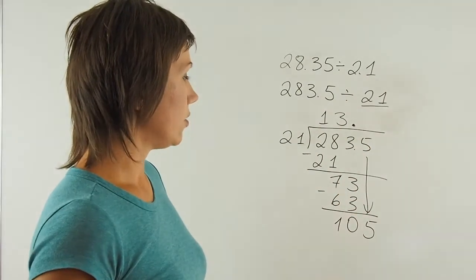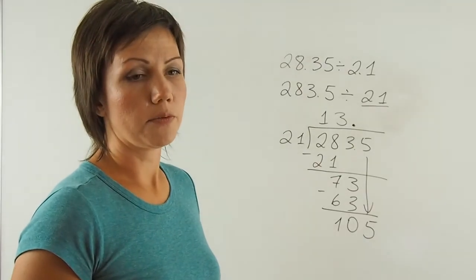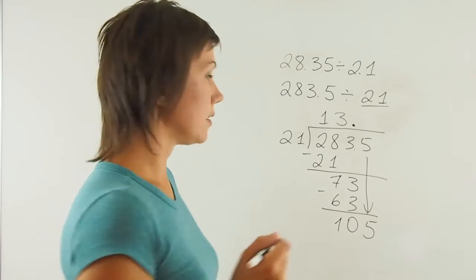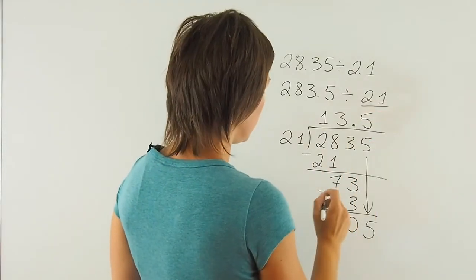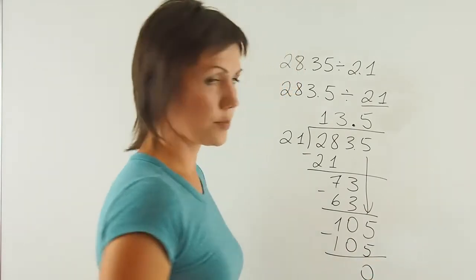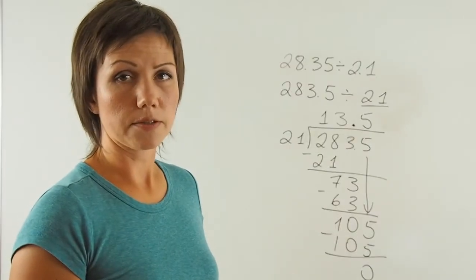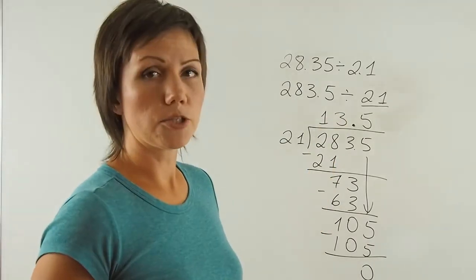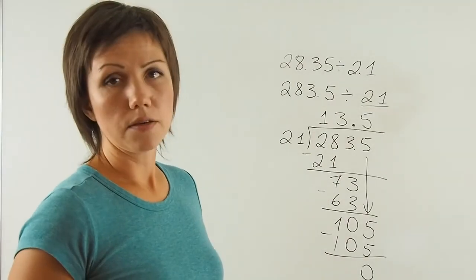And then 105 divided by 21 is 5. And that gives me 0 as a remainder. So the quotient in this question is 13.5.